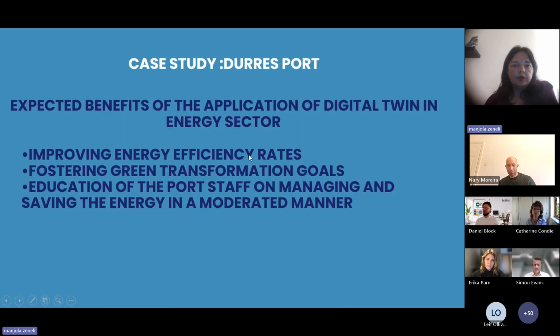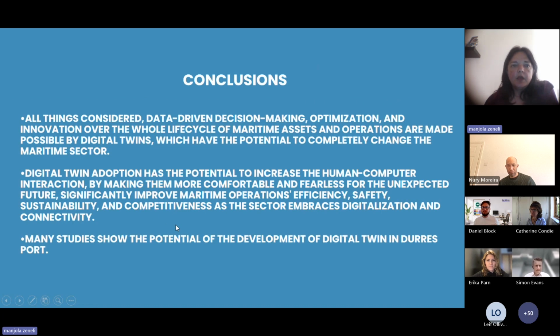At Duros port, the application of digital twin brings some benefits, which improve energy efficiency rates, foster green transformation goals, and educate the staff of the port on managing and saving energy in a moderated manner.